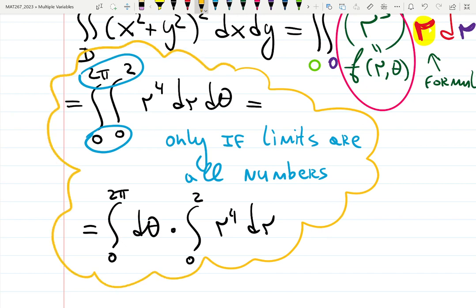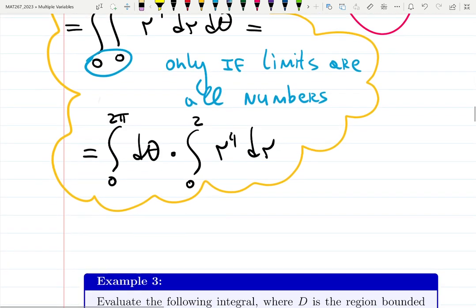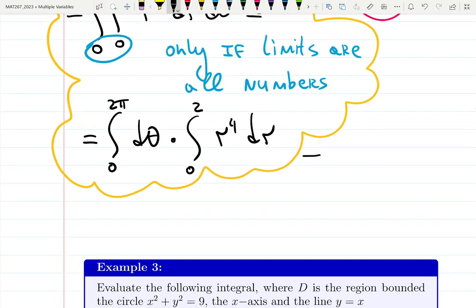So, with this logic, you see it's very easy to integrate theta first. Empty integral. Do you know what empty integral is? Empty integral is just the length of the interval. So it's actually just 2 pi. I don't have to do it so fast, but you can check. Integral of d theta is just theta. Then you plug in 2 pi minus 0, gives you 2 pi.